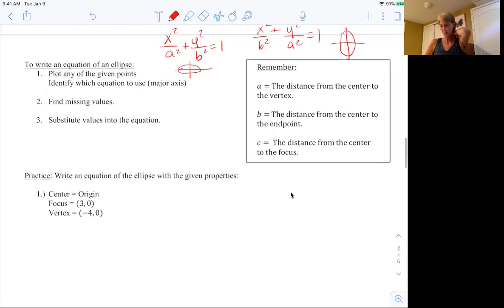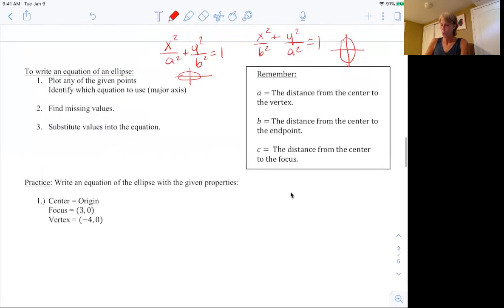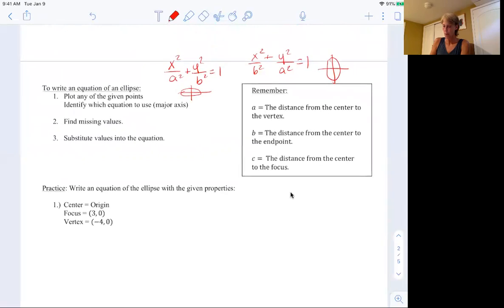I'm going to find any missing values, and then I substitute the values into the equation. Remember, A is the distance from center to vertex, B is the distance from the center to the endpoint, and C is the distance from the center to the focus. So, starting with the first example, we want to write an equation of the ellipse with the given properties. My center is at the origin, my focus is at the ordered pair 3, 0, and my vertex is at the ordered pair negative 4, 0.